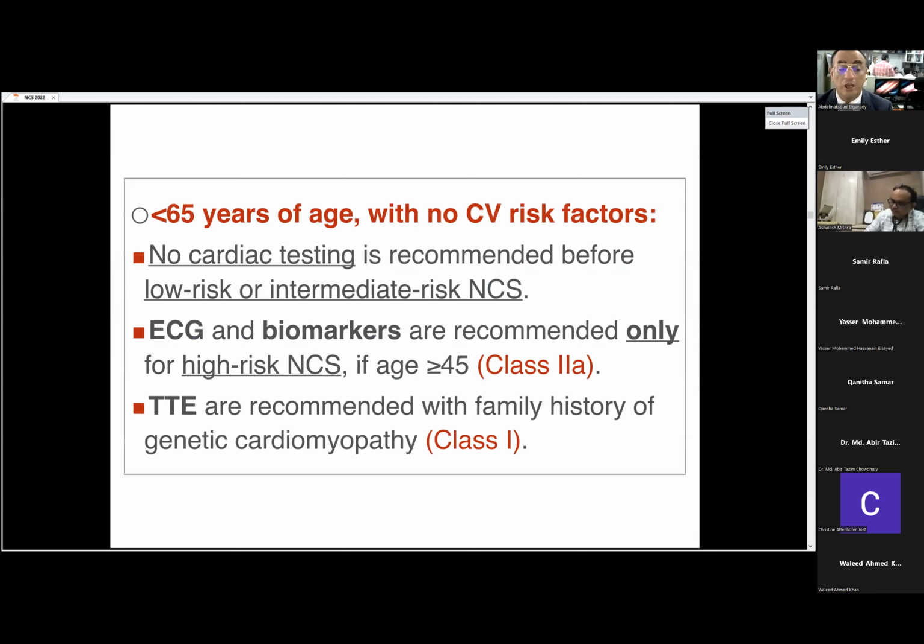The first category: you are confronted by a patient with age less than 65 with no cardiovascular risk factor. Here, the guideline recommends no cardiac testing before low or intermediate-risk non-cardiac surgery. ECG and cardiac biomarkers, including high-sensitivity troponin and proBNP, are recommended only for high-risk non-cardiac surgery if the age is more than 45 years. Transthoracic echocardiography is recommended with family history of genetic cardiomyopathy only, and this is class 1 indication, level of evidence A.